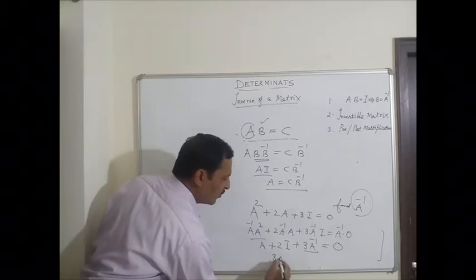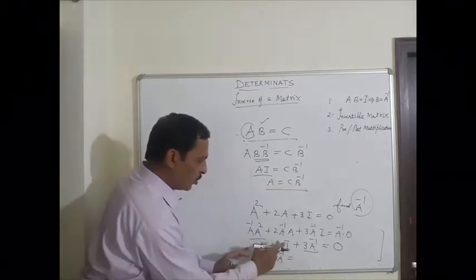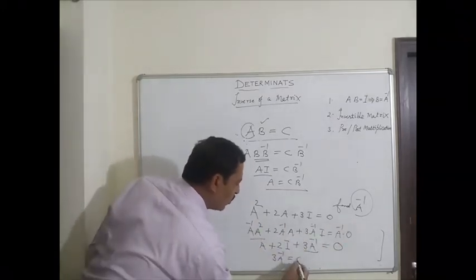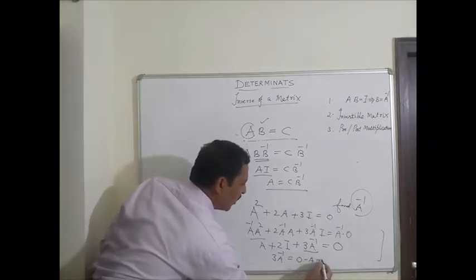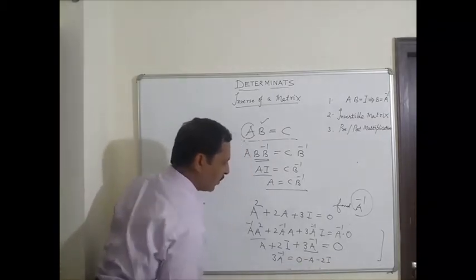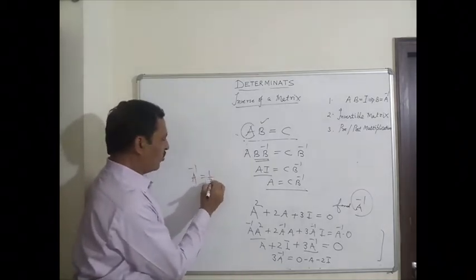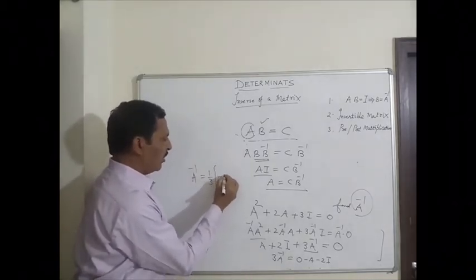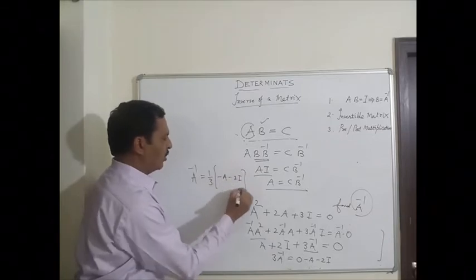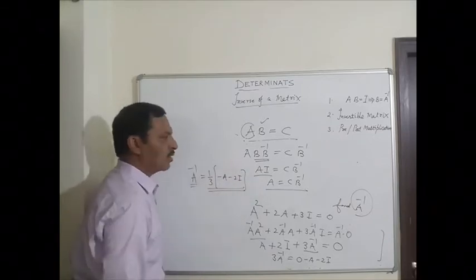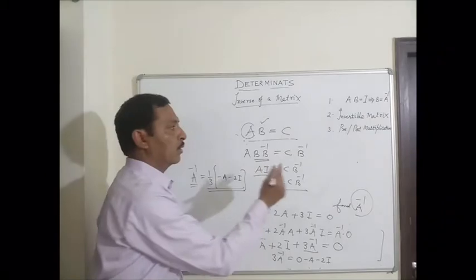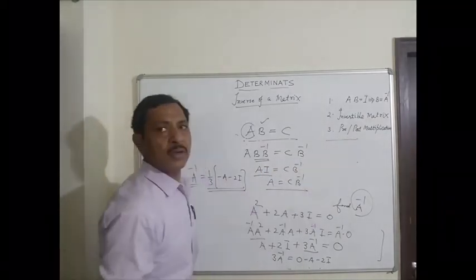So what is 3 A inverse equal to? Transfer all these terms to the right side. What is it? 0 minus A minus 2I. So A inverse is going to be what? 1 by 3 within bracket minus A minus 2I. This is how we can get A inverse from here. That is what we did here.